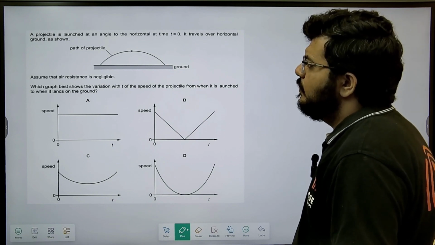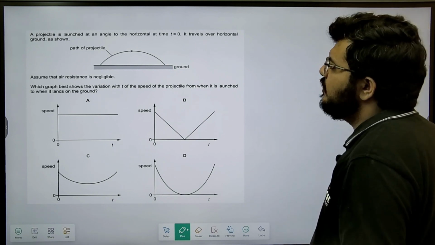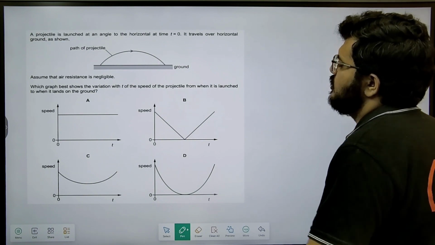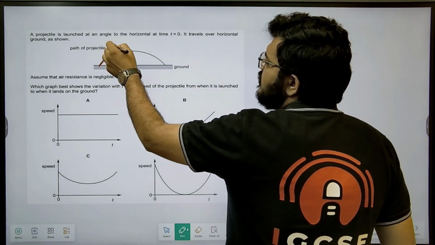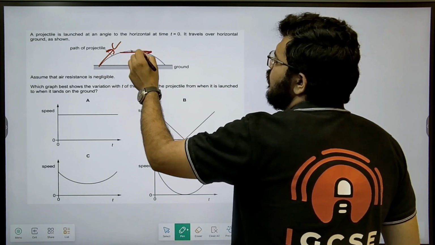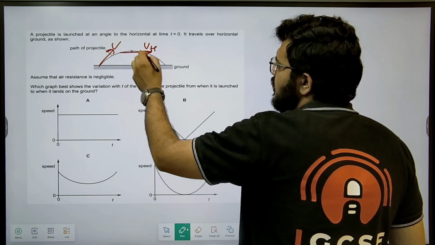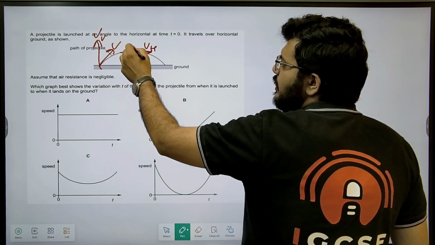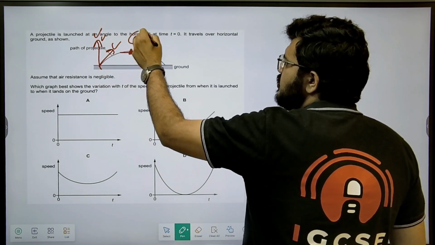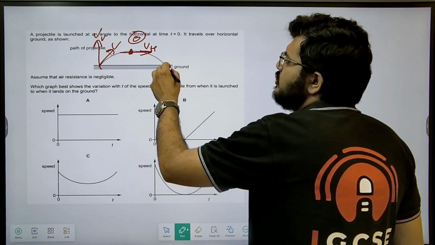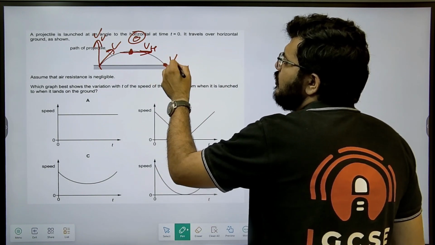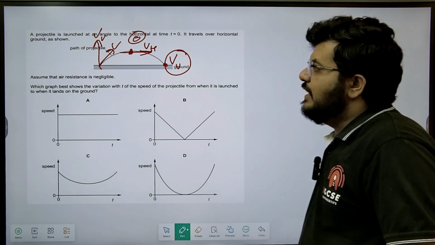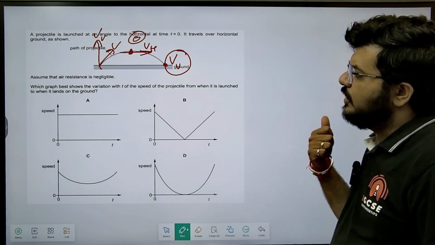Which graph best shows the variation with time t of the speed of the projectile from where it is launched? So here it has velocity v, then at this point it has only horizontal velocity. At the start it also has vertical velocity, but at this point the vertical velocity is 0. It has horizontal velocity, and here the vertical velocity will be as much as the starting point because there is no air resistance, right? Okay, let's see.